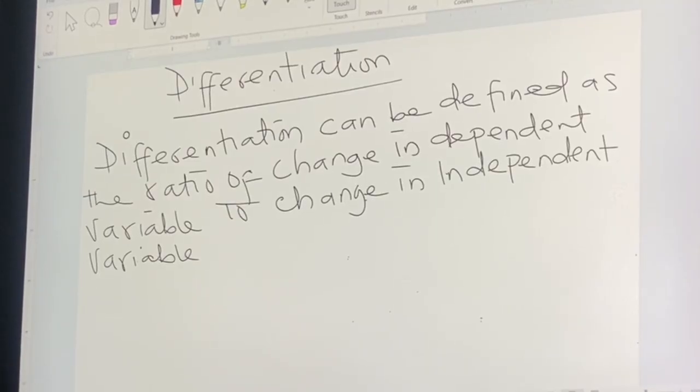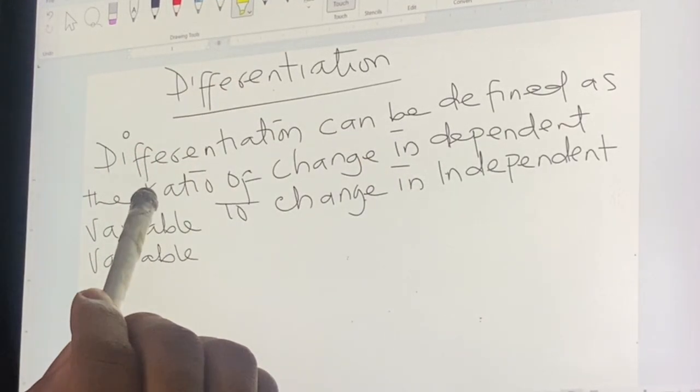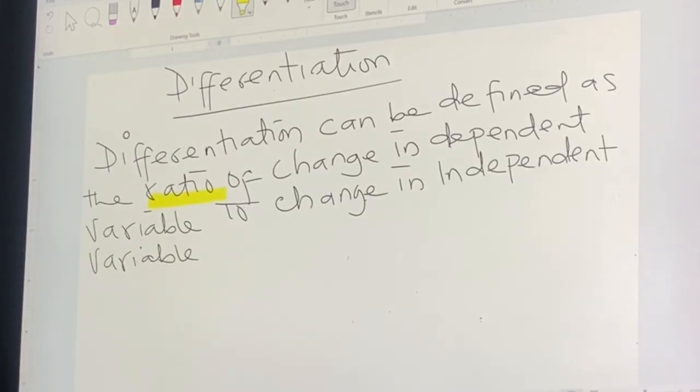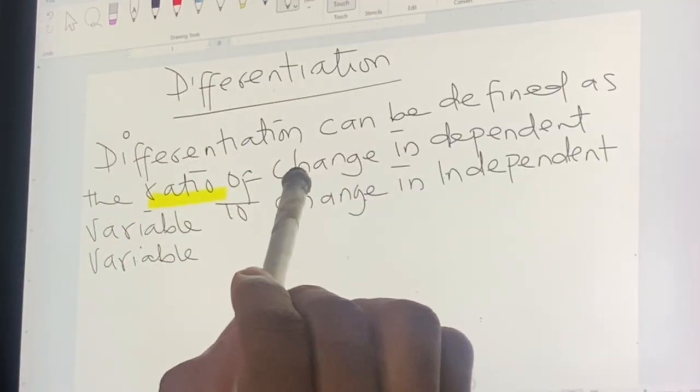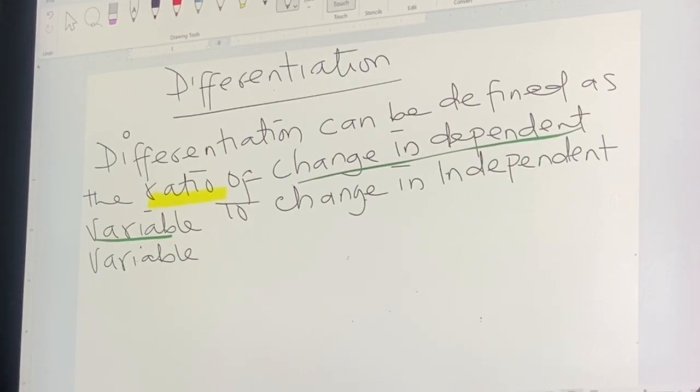Before we represent this definition in a mathematical way, let's understand the definition perfectly. They said it is a ratio. The word ratio here means division. Please take note. It is the ratio of change in dependent variable. The word variable simply means letters. Letter s, letter y, letter t. It can be any letter at all.